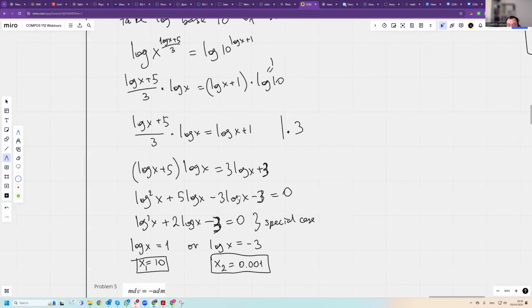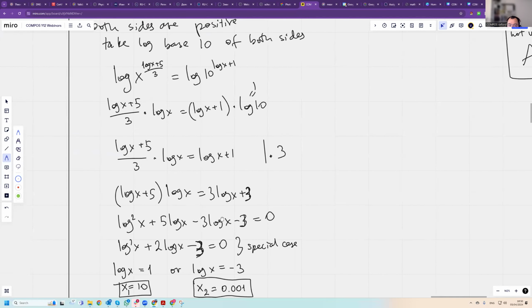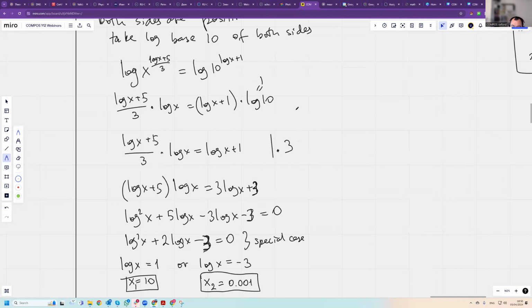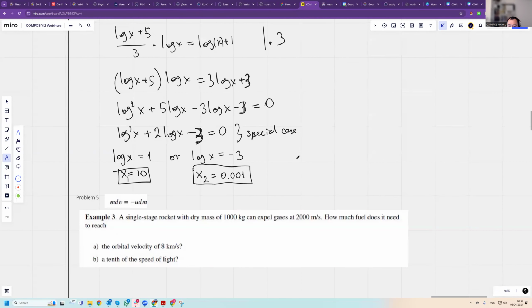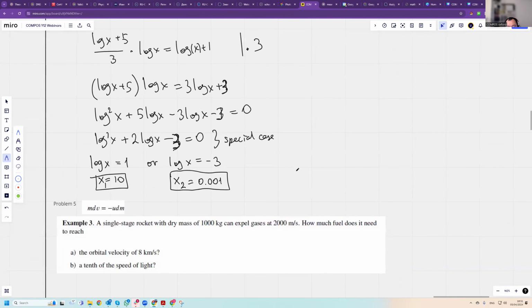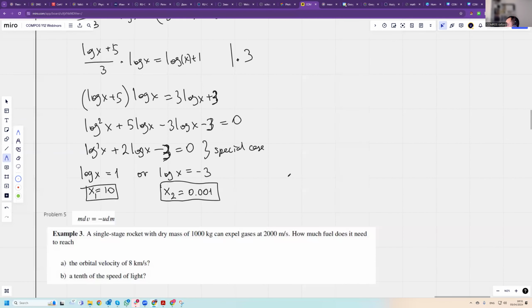Is it x plus 1? No, it's not part of the log. It would be x plus 1 like this. It's log x plus 1. Yeah, that's why I was confused. Okay.